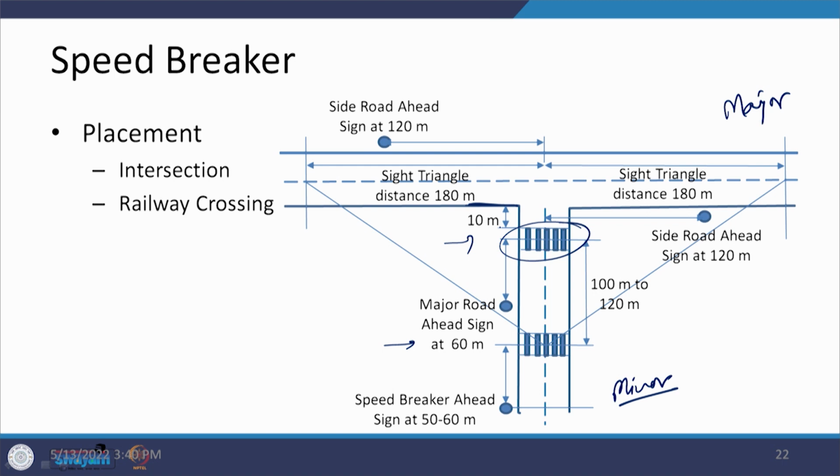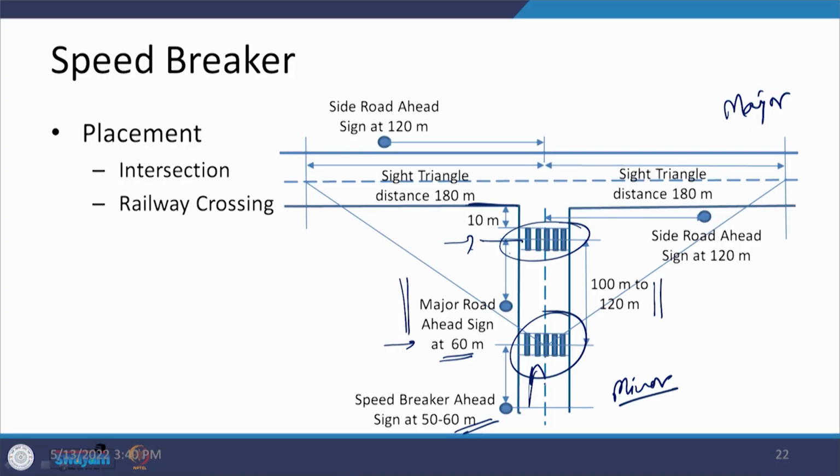Whatever the design speed is, the rest of the things will follow from it. Then there is another one provided at a distance of 100 to 120 meters ahead of it. This is a pre-warning that you are reaching there, and just before that, at a distance of 50 to 60 meters, we have the sign which says there is a speed breaker ahead. Apart from that, we also need to tell drivers that they are reaching a major road, and therefore this is provided at a distance of 60 meters from the center of the speed breaker, which is very near to the intersection.